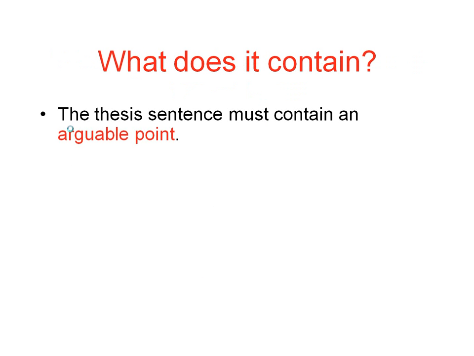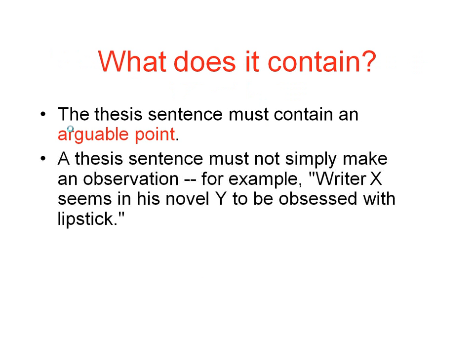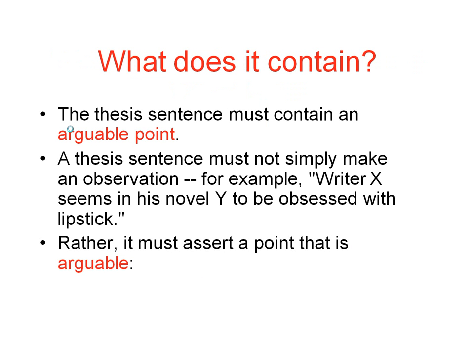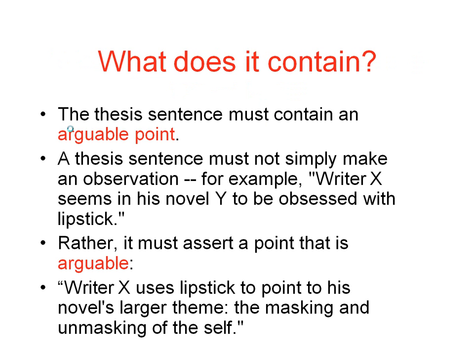What does it contain? A thesis sentence must contain an arguable point. It's not a statement of fact. It's something that you're going to argue, something you're going to debate in the upcoming essay. A thesis statement must not simply make an observation. For example, writer X seems in his novel Y to be obsessed with lipstick. No, that's a good observation, but that's simply a statement of fact at this point. Look at this. Rather, it must assert a point that is arguable. Writer X uses lipstick to point to his novel's larger theme, the masking and unmasking of the self.